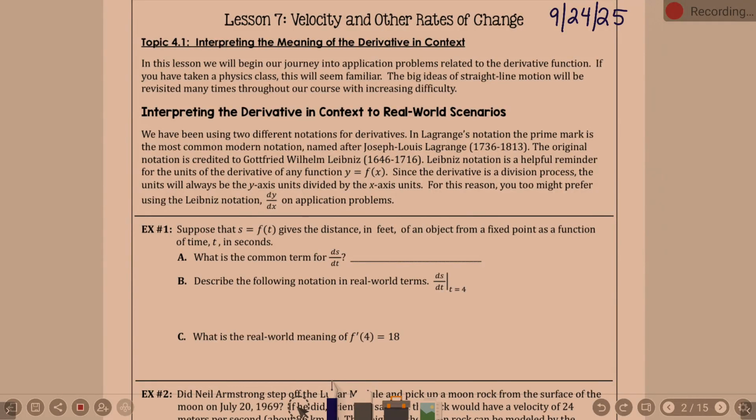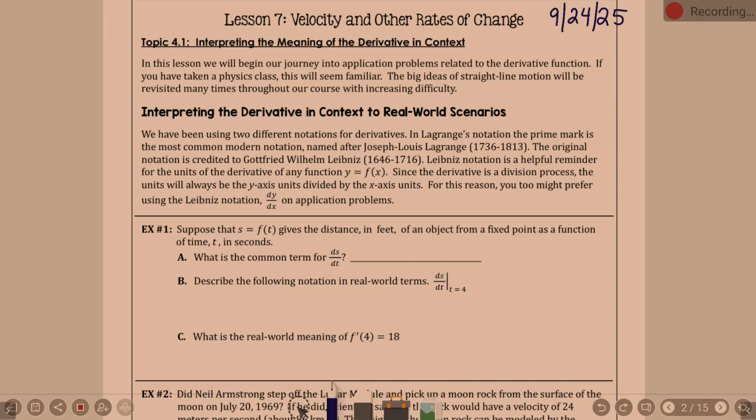2.7. Technically, it's velocity and other rates of change, but to be honest, we're going to be focusing on velocity. There's not a whole lot of other stuff in here besides that, but there's a little bit. So we're looking at application problems related to the derivative function. If you've taken a physics class, this will all seem familiar. The big ideas of straight line motion will be revisited many times throughout our course with increasing difficulty.